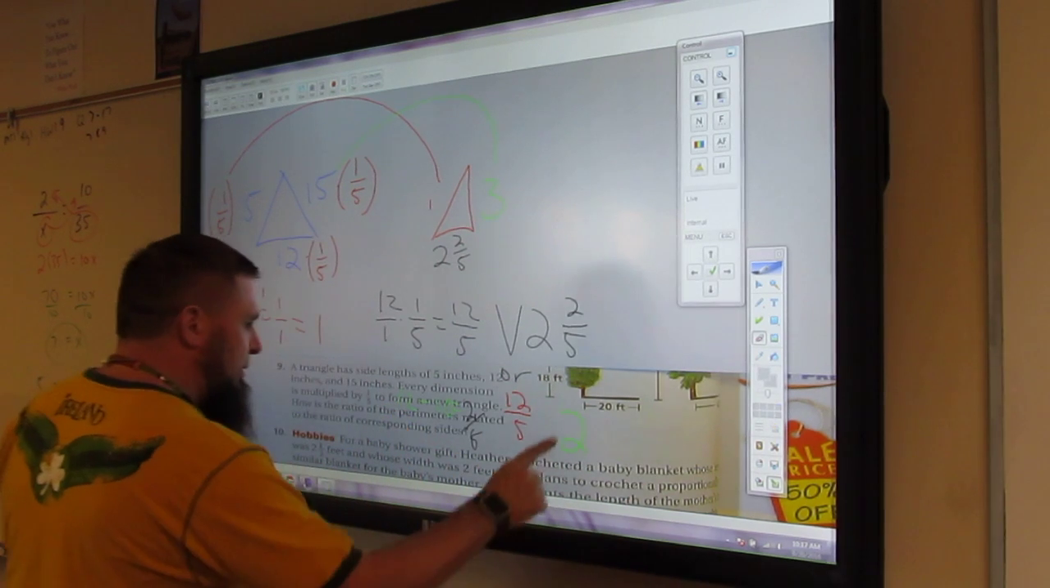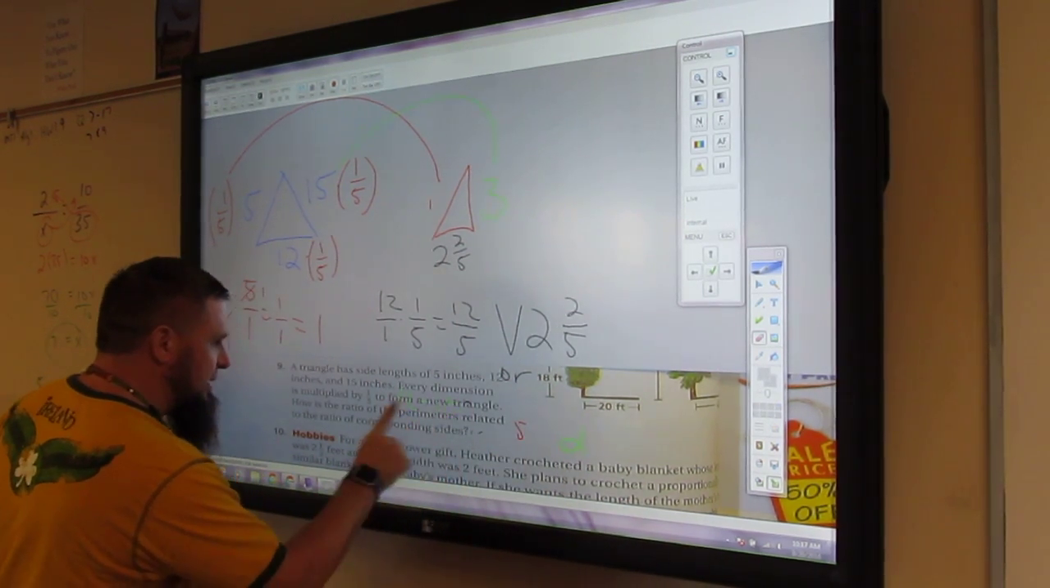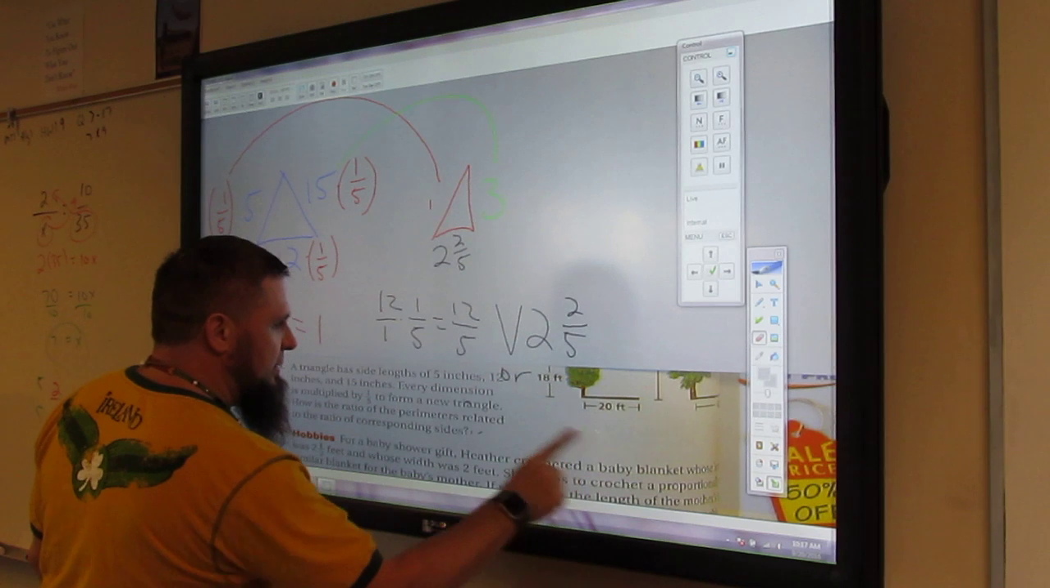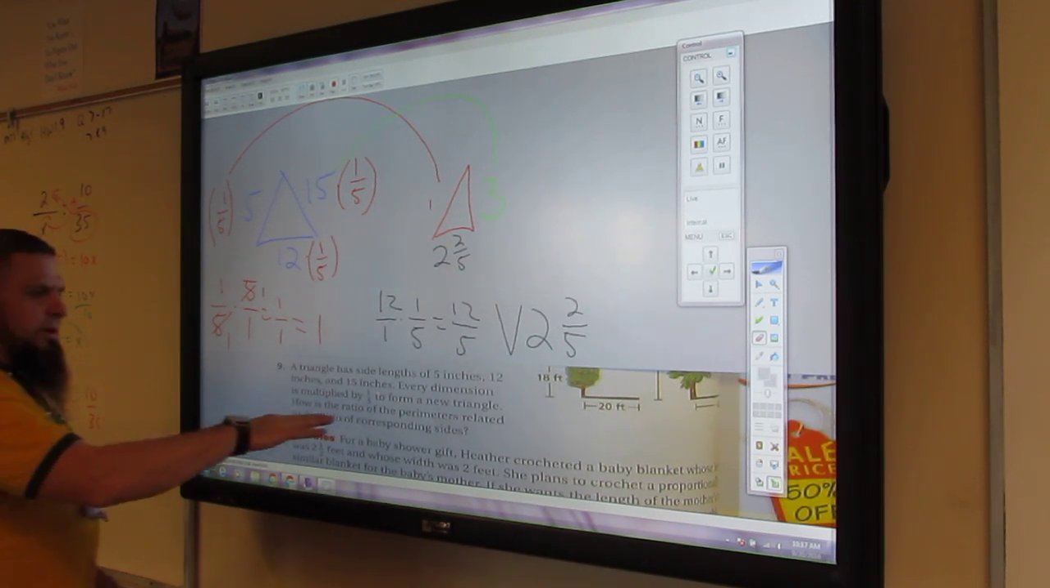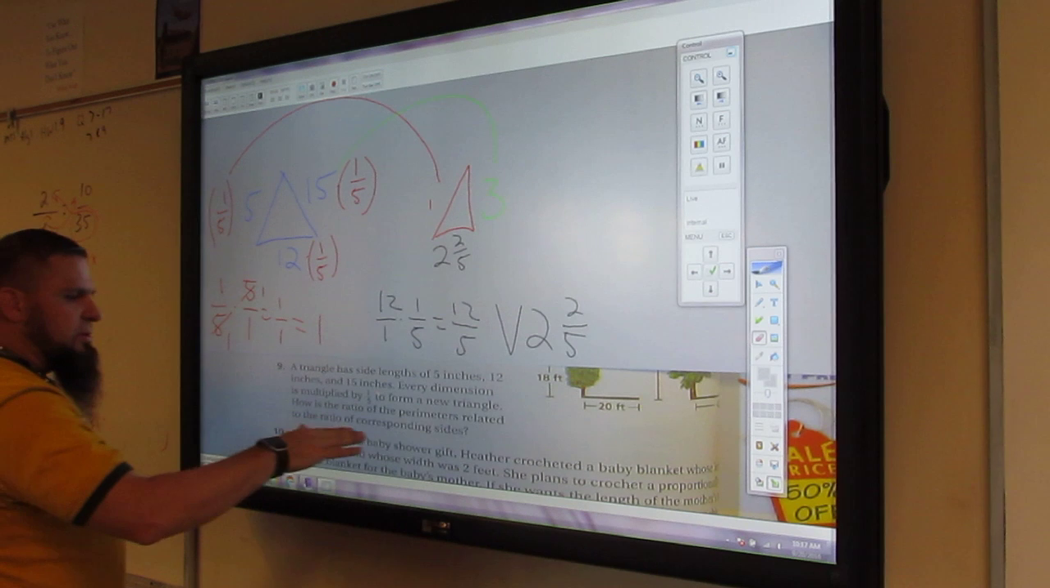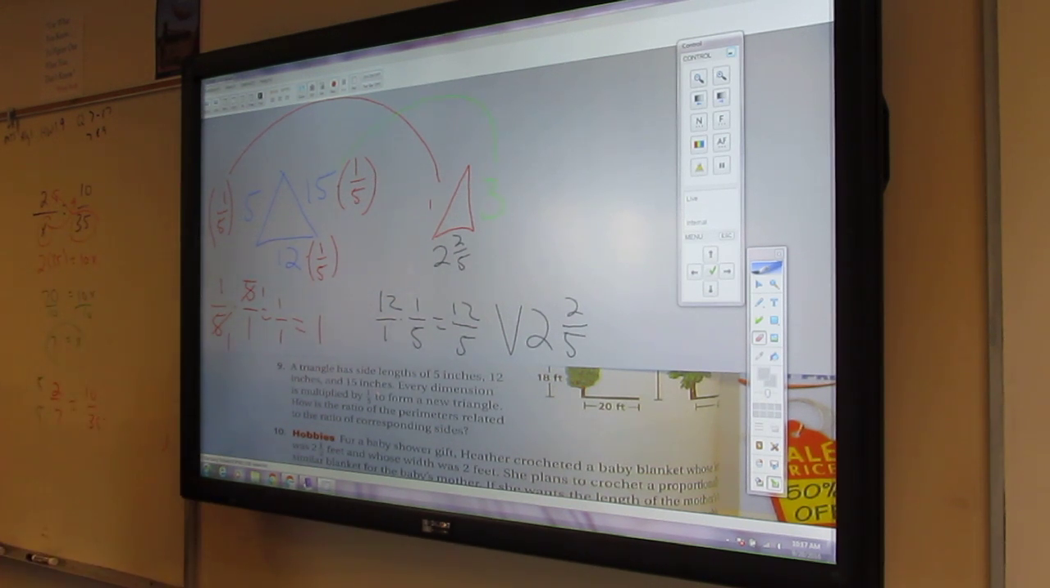Okay, so what is it asking us though? Sorry, I need to erase this now because I can't see what it's saying. It's saying: how is the ratio of the perimeters related to the ratio of the corresponding sides? How is the ratio of the perimeters related to the ratio of the corresponding sides? Well, how is it related? Everything is multiplied by the ratio.